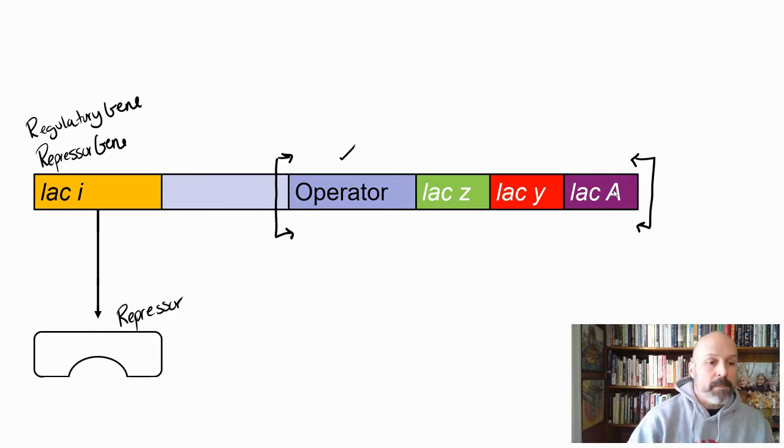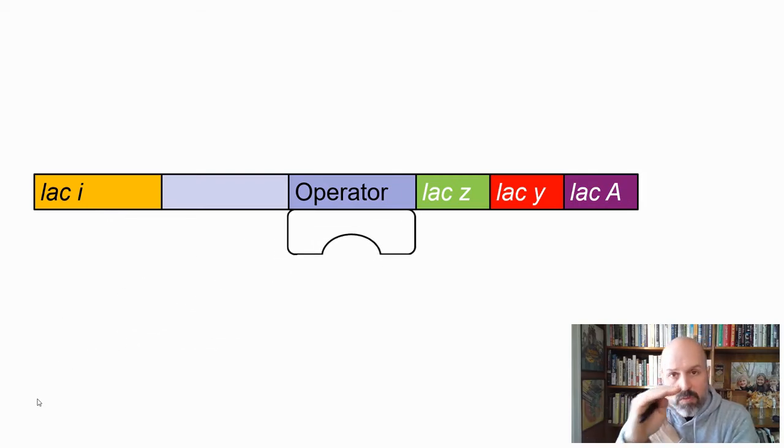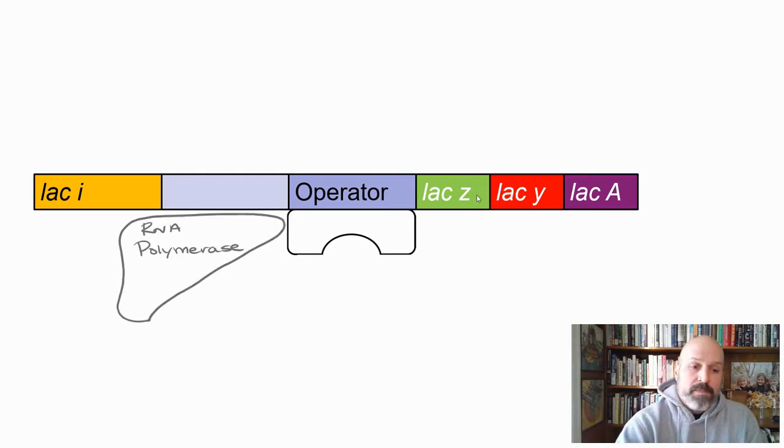So let's get started. This little guy, let me erase this. That regulatory gene codes for the repressor. And that repressor will rest over the operator when there's no lactose in abundance. Why? Because you don't need to do anything if you don't need to do anything, right? So all of these genes are meant to break down lactose. And if you don't have lactose, you don't need to make the gene. That means that your RNA polymerase cannot slide down and read any of the genes. It's blocked by that repressor.